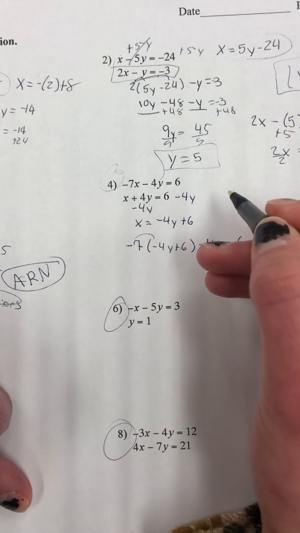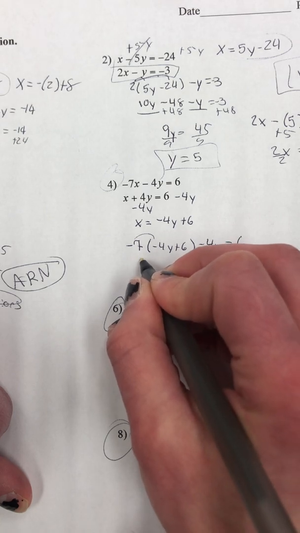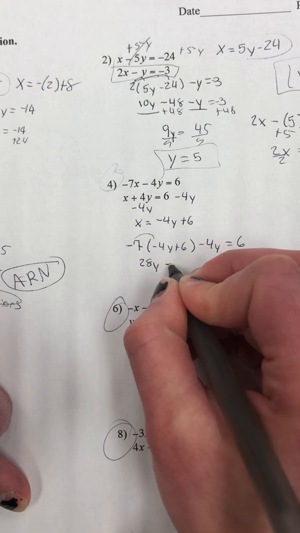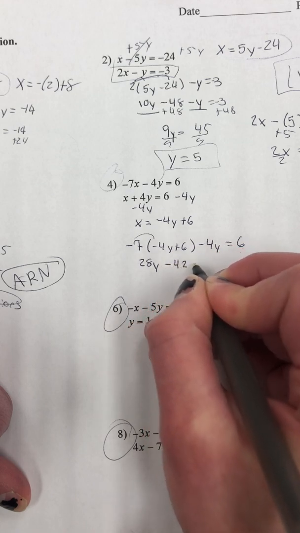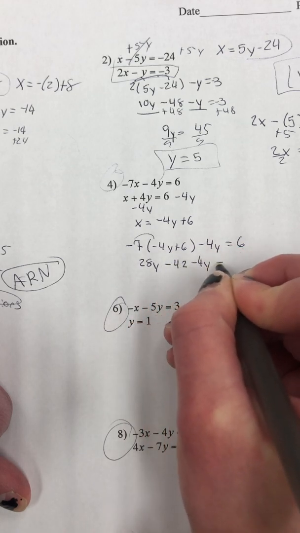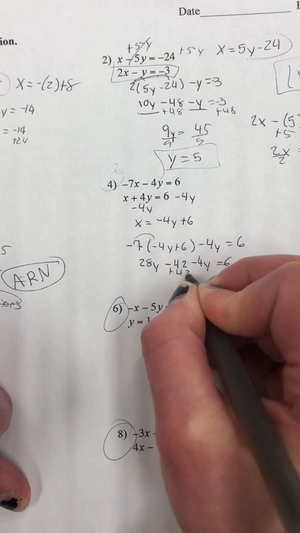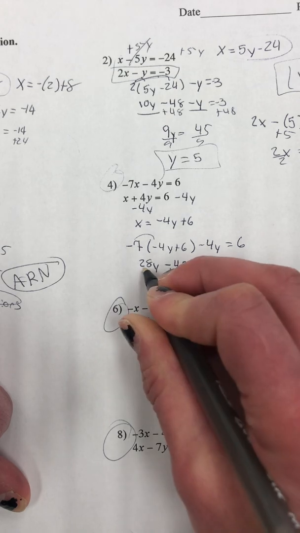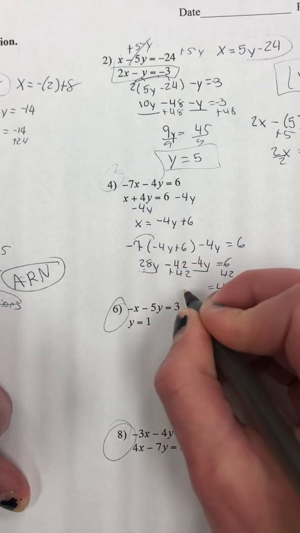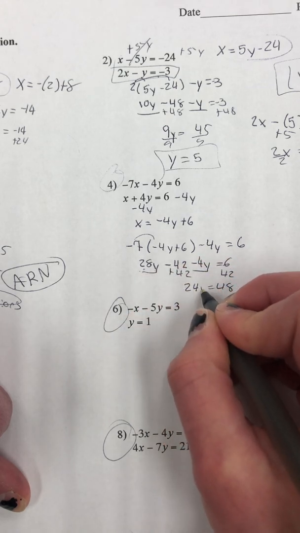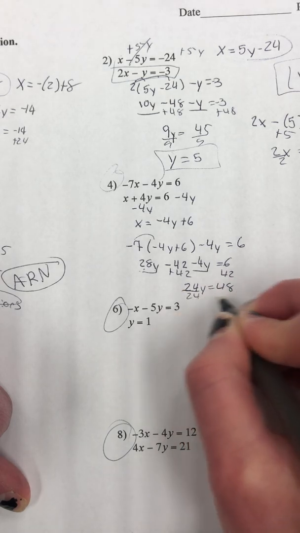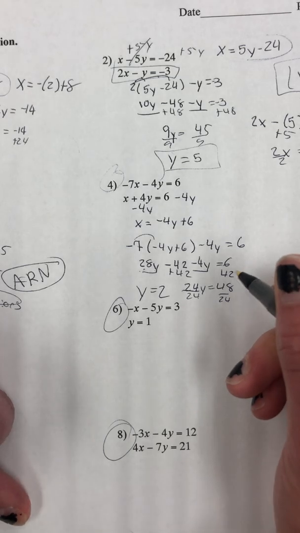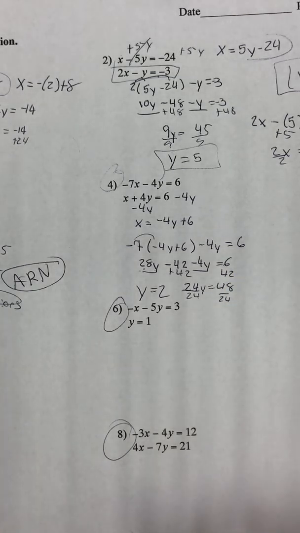I'm going to distribute my negative 7. Negative 7 times negative 4y is going to be positive 28y. Negative 7 times positive 6 is negative 42. We're going to add 42 to both sides. That gives me 48 is equal to 28y minus 4y, 24y. We're going to divide by 24. Y has to equal 2. We know what our y value is. We need to find our x.